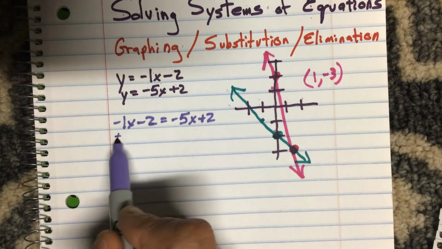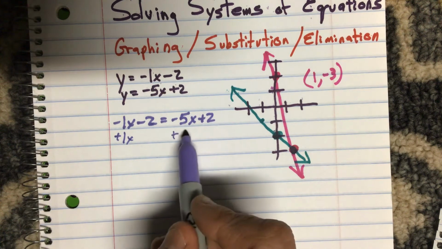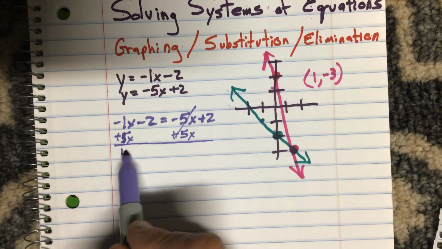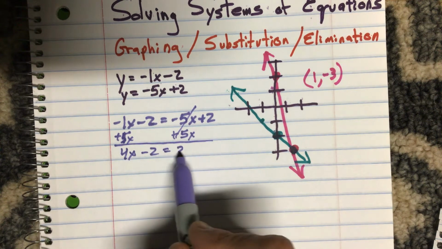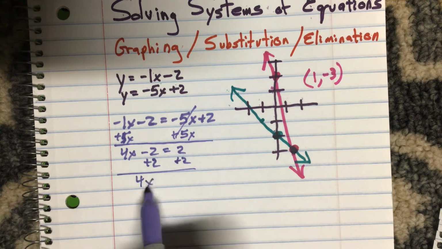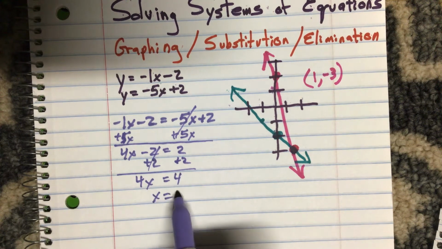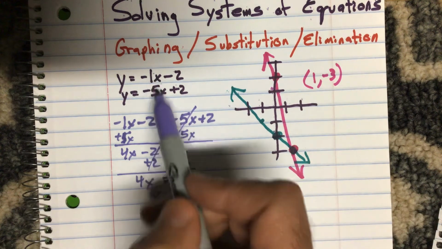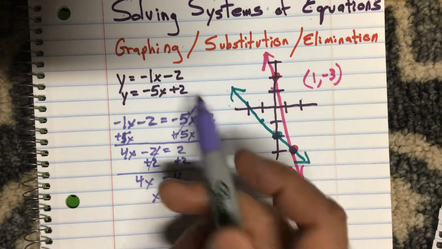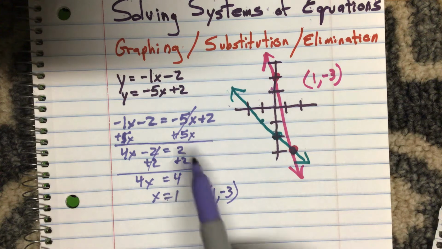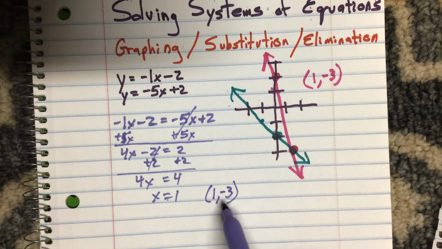And now I solve this algebraically. Add 5x to both sides, keep everything positive. So now I have 4x minus 2 equals 2. Add 2 to both sides. 4x equals 4. So x equals 1, which we know is right because we have it here in the graph that the x value is 1. And then I can just plug it into either function. -1 minus 2 is -3. So I get the point 1, -3. So that's solving algebraically and figuring out that the solution is 1, -3. That's a shared solution. Okay.